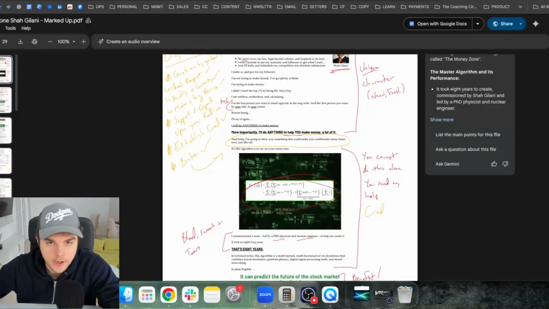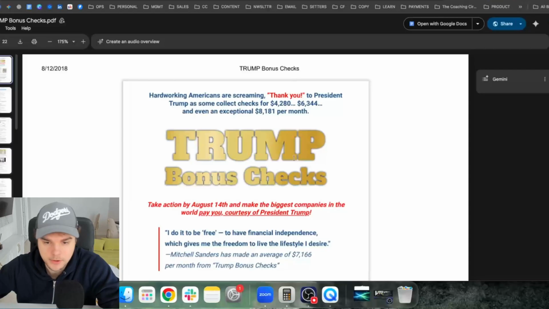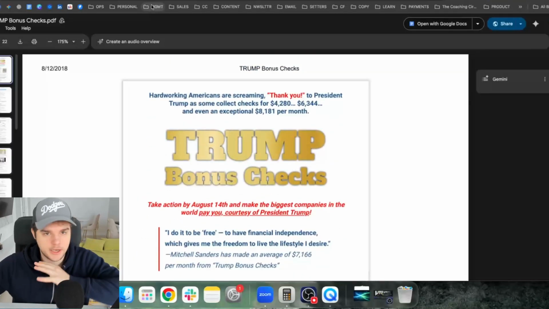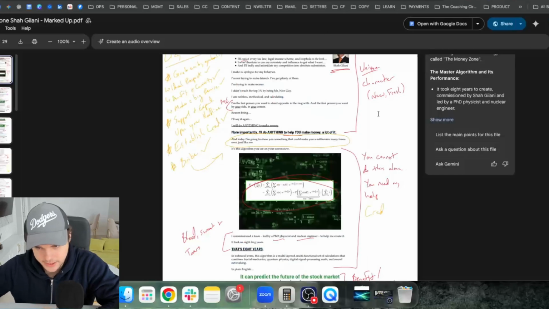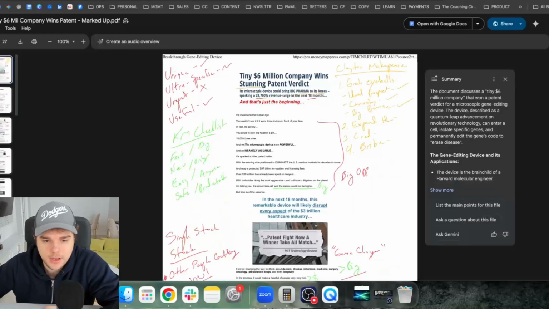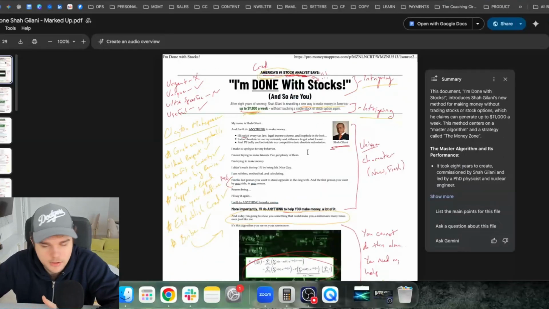So, okay, this is a different promo, but when you compare this promo to this promo, "I'm done with stocks, the unique algorithm," to this promo, Trump bonus checks. When you compare these three, they don't look the same. They look completely different. There's nothing to compare about these. But essentially, they're selling the same thing.